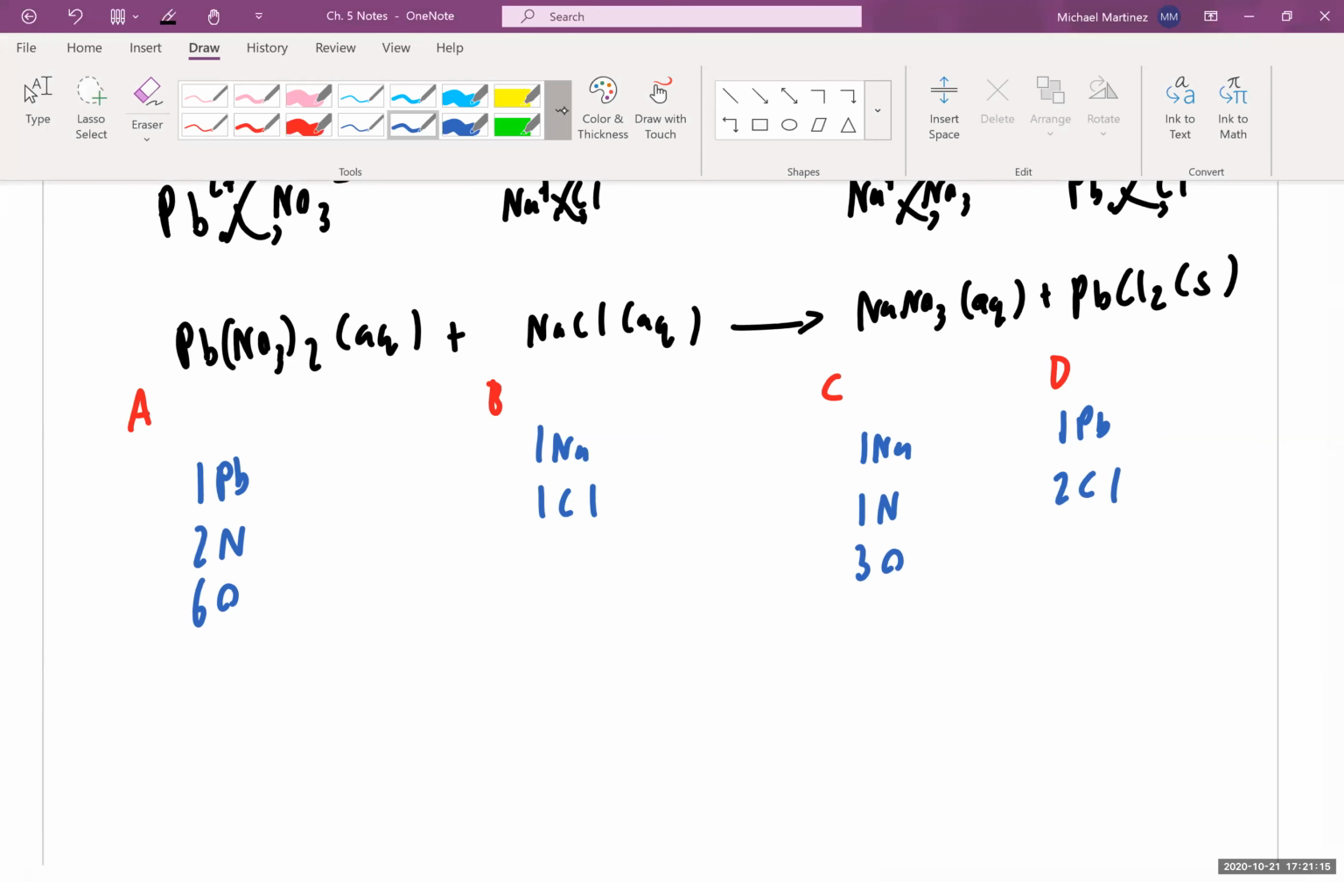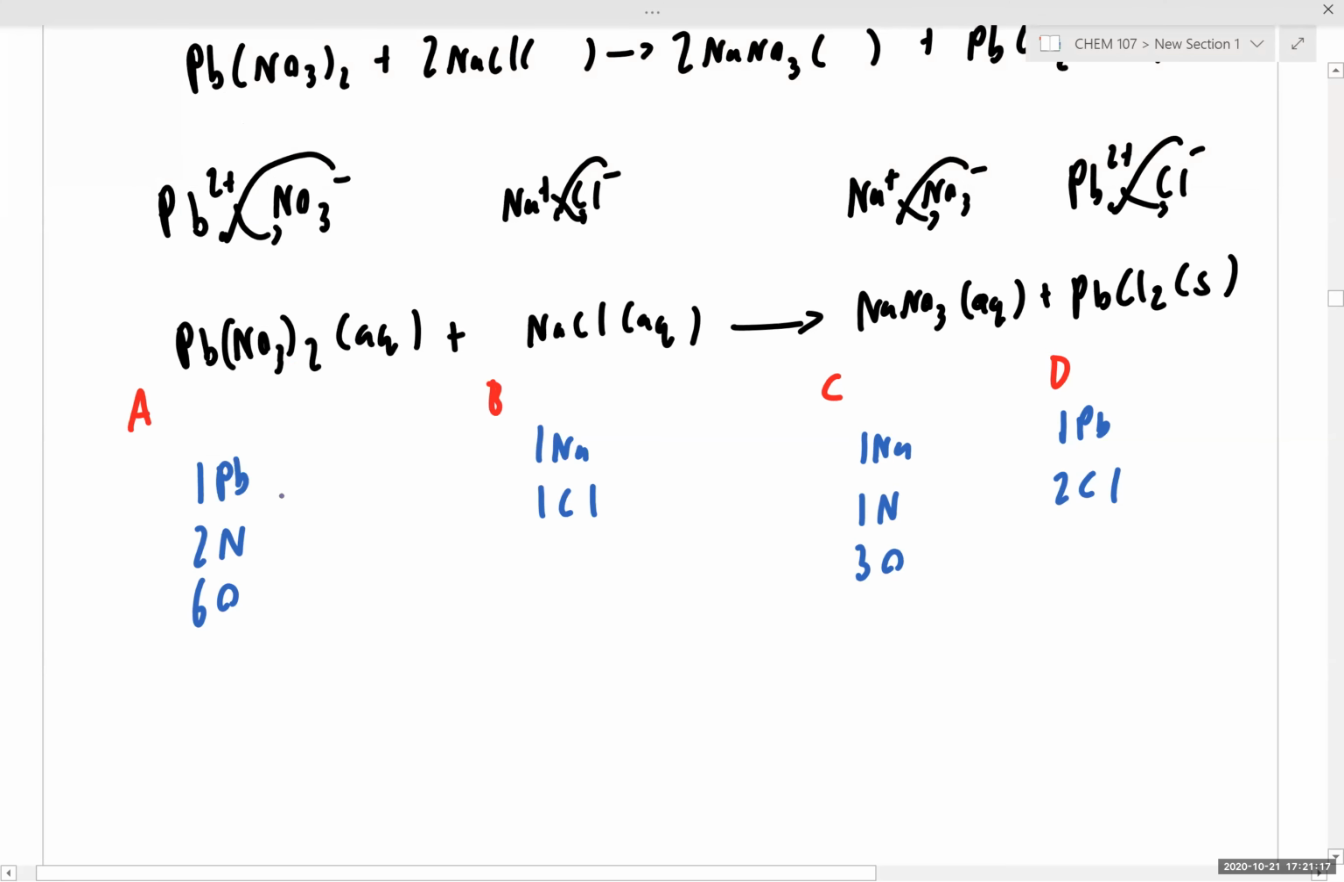So then, with that established, how many sodium nitrates do we need to get 2 nitrogens and 6 oxygens? What coefficient do we need for sodium nitrate? 2. 2, exactly right. That in turn gives us 2 sodiums, 2 nitrogen, and 6 oxygen.